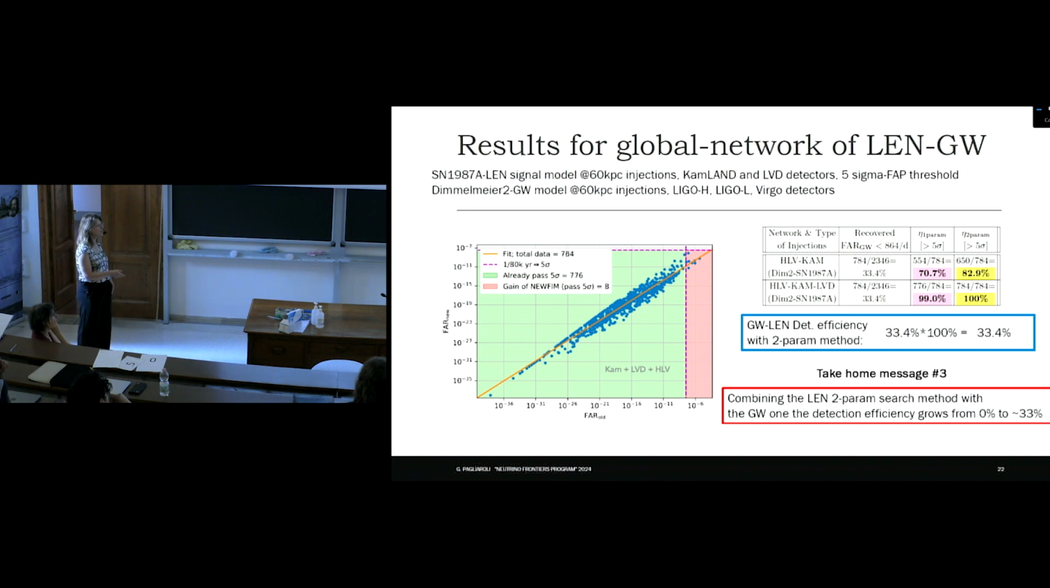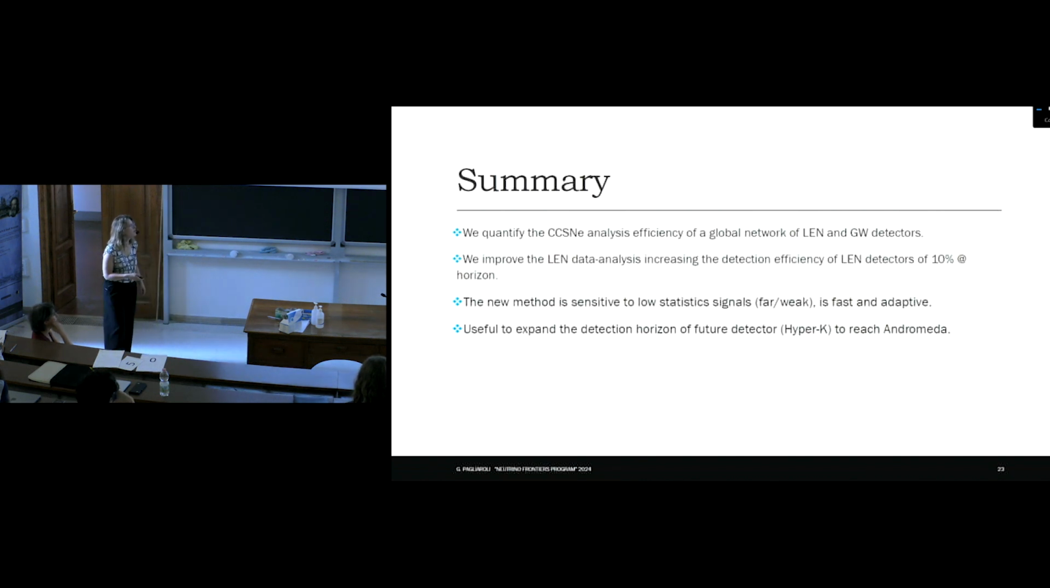So you can increase the detection efficiency with 2 neutrino detectors from 0 to 33%. And let me stress, this is the maximum. You cannot go over because the other ones are lost inside the pipeline before arriving here. Okay, so this is the summary of this combined analysis.